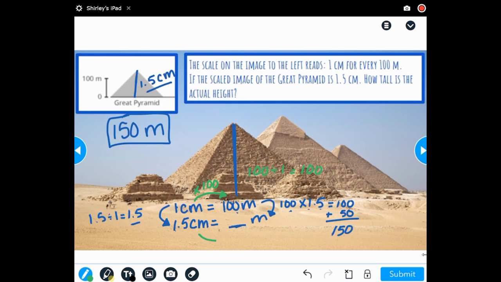So I would do the same thing going in this direction. My scale factor, green, tells me to take my centimeters. If I multiply them by 100, it's going to give me my meters. So then I would end up really doing the same work that I just did. 1.5 times 100 is equal to 150. Okay, so you can see we end up with the same thing.